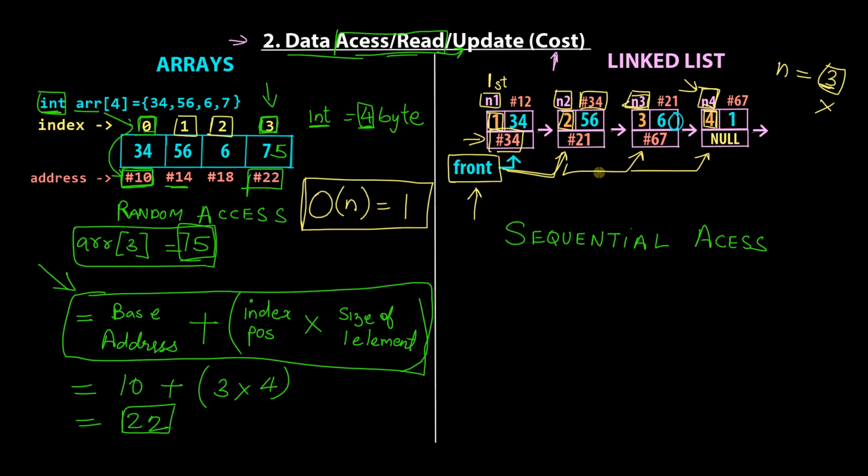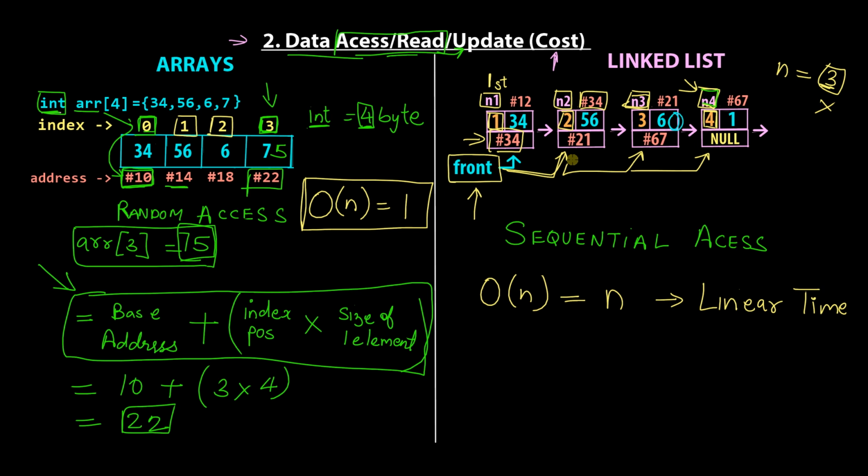Now this is a time consuming task, because just to access n4 you can see we had to start from n1, then go to n2, then go to n3, then go to n4. So in terms of time complexity, the big O notation for sequential access in a linked list is basically O(n). So n is nothing but linear time, which means that the time required to access the nth node is directly proportional to the number of nodes we want to traverse, right?